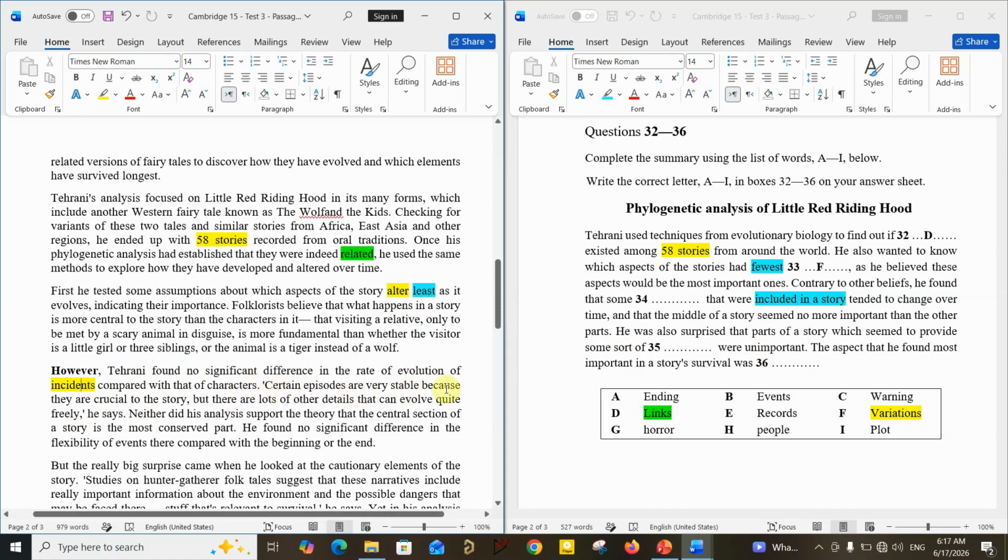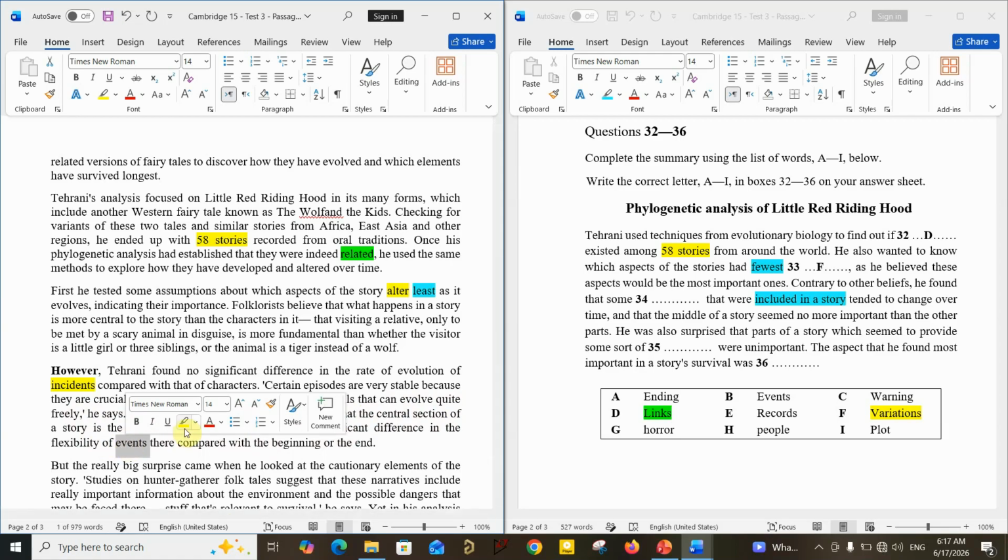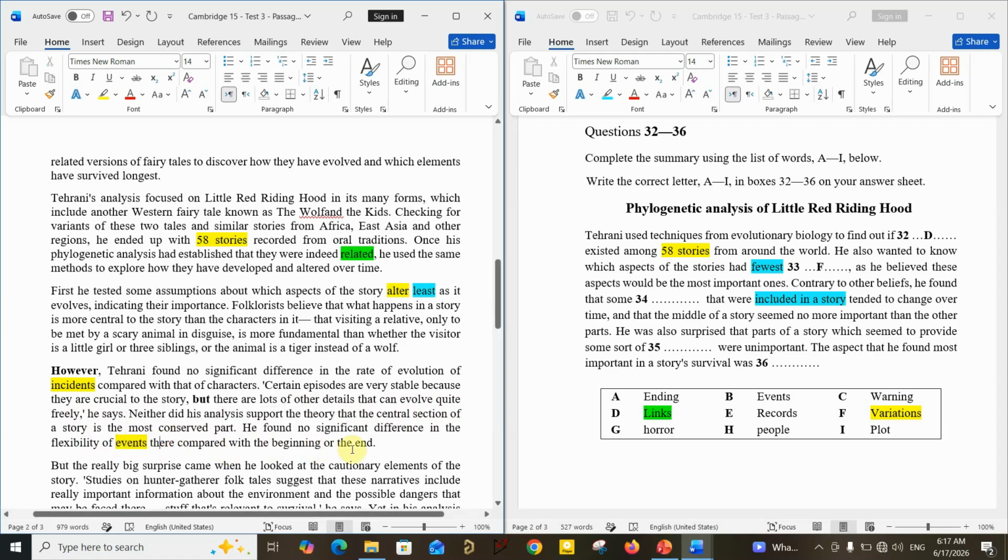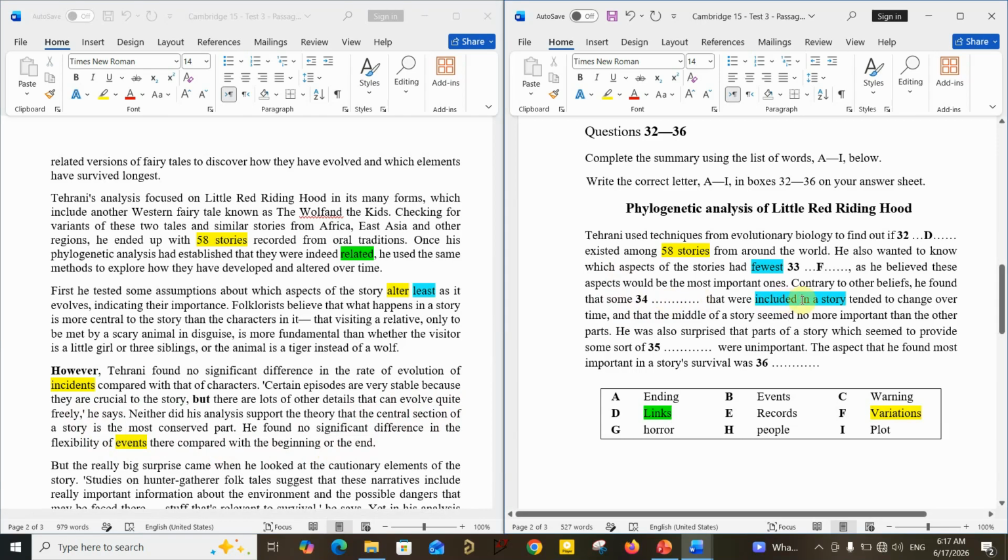Certain episodes are very stable because they are crucial to the story, but important, there are lots of other details that can evolve quite freely. He says neither did his analysis support the theory that the central section of a story is the most conserved part. He found no significant difference in the flexibility of events. Here again he says events, they're compared with the beginning. So what is this? Some dash that were included in a story tended to change over time.